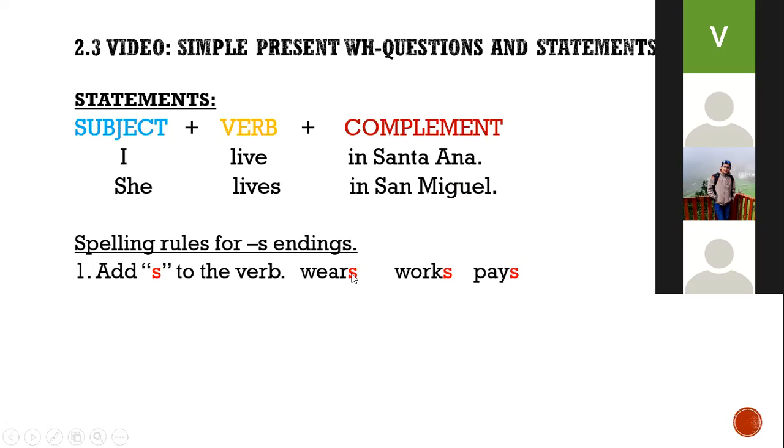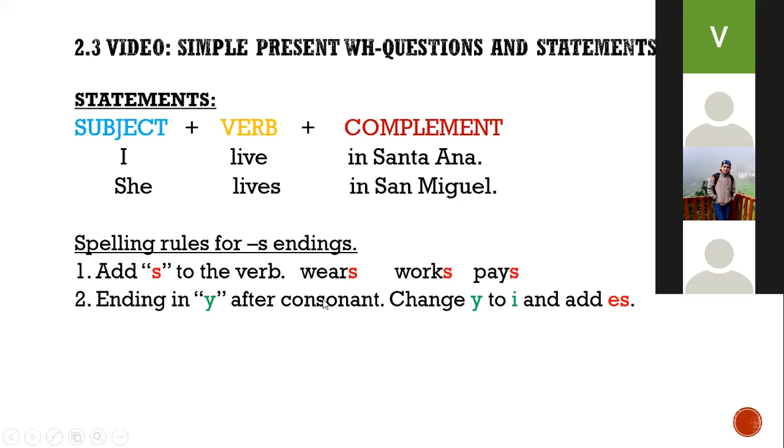Instead of say, she wear, we say, she wears. Instead of say, he work, we say, he works. Instead of say, Mauricio pay, we say, Mauricio pays. With S, right? Pays. Understand? Entonces, al 95% de verbos solo agregamos la S. Now, ¿qué pasa con el otro 5% aproximadamente?